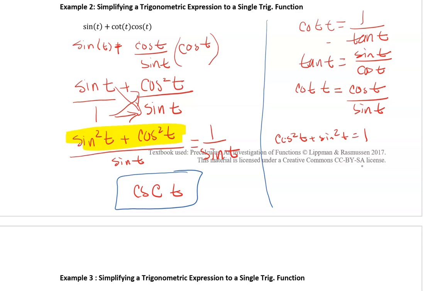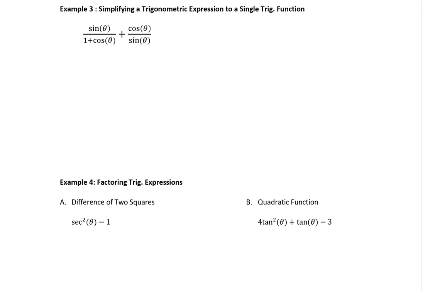Let's keep simplifying some stuff so I can continue to show some different methods and techniques. Example 3, we're going to simplify a trig expression to a single trig function. So all of these instructions are the same. So in this one, I've got a fraction plus a fraction. Everything is already in sines and cosines, and nothing is squared, so I can't make some kind of Pythagorean identity substitution yet. So for this one, I'm just going to work through this slowly and see if, as we get some pieces, we can make some substitutions.